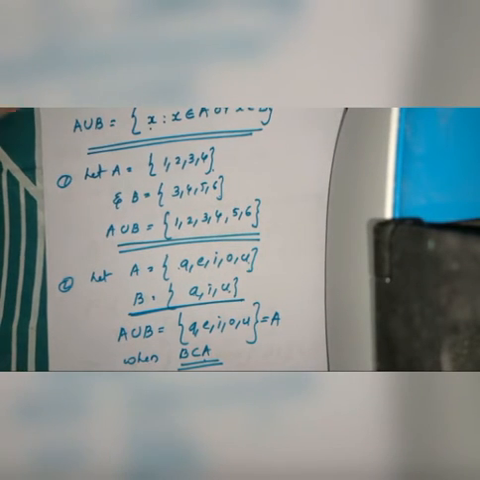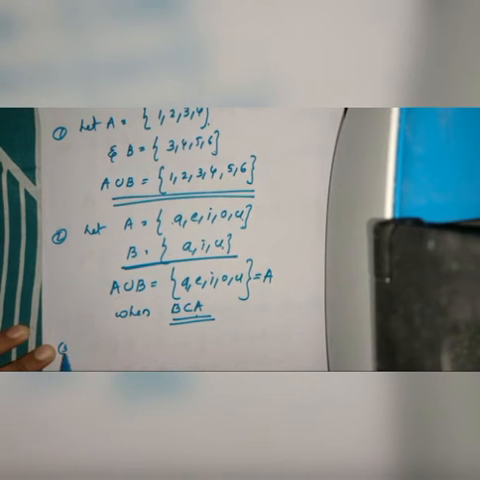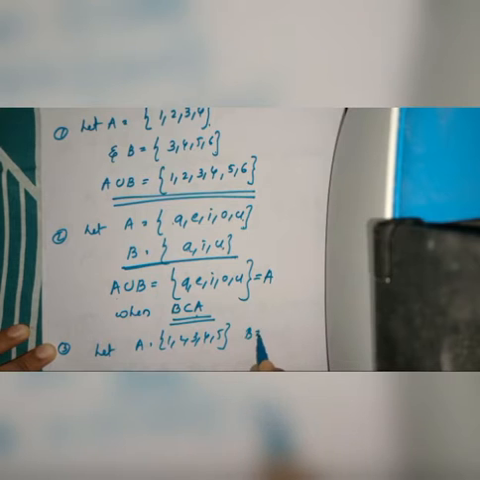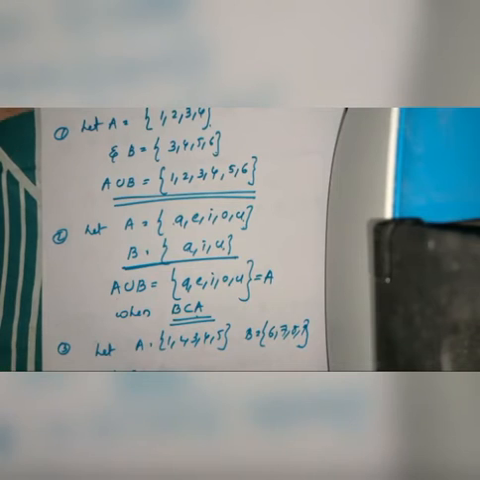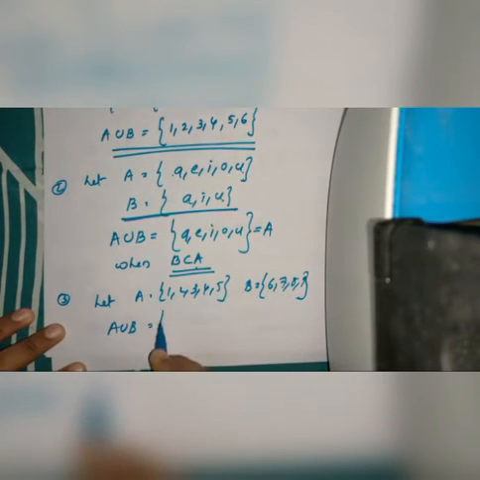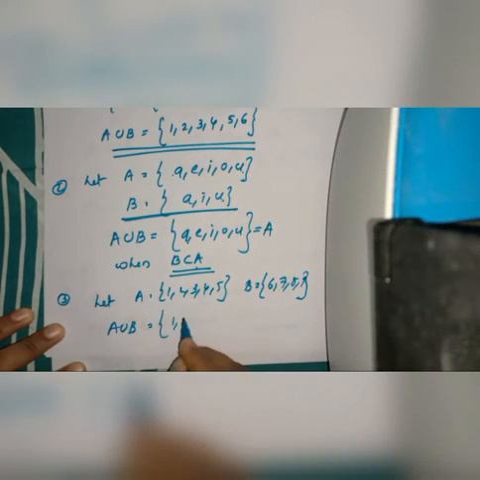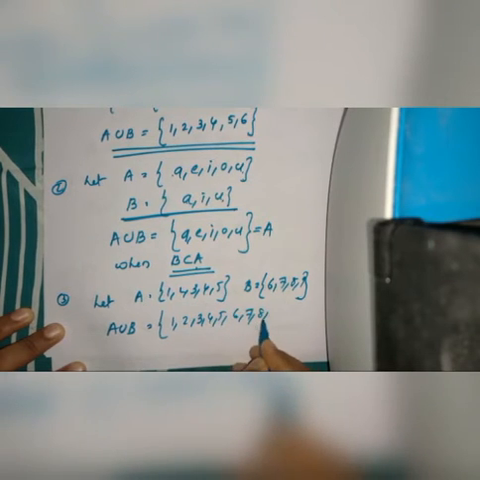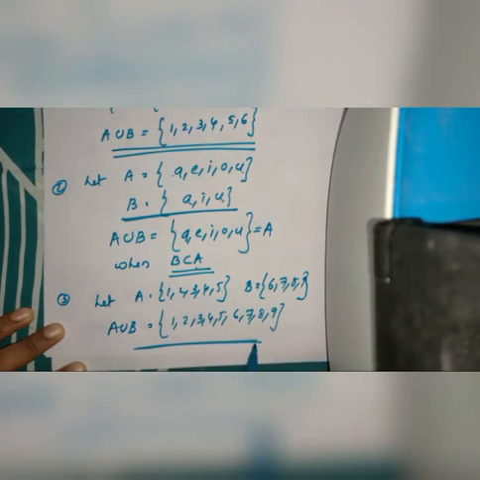So next, another example, example 3. Let A be equal to {1, 2, 3, 4, 5} and B be another set {6, 7, 8, 9}. What is A union B? A union B is equal to combining all the elements: {1, 2, 3, 4, 5, 6, 7, 8, 9}. This is A union B.